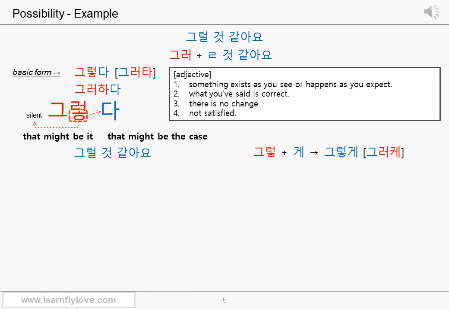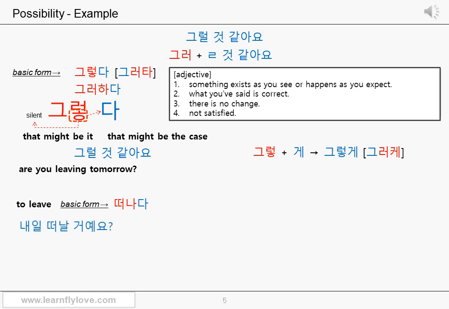Then let's see how you actually use this phrase in a real life conversation. Are you leaving tomorrow? Now you can make this kind of simple sentence, right? The basic form of the verb leave is 떠나다 in Korean, and 떠나 is the stem. Tomorrow, 내일, are leaving. It indicates the future tense actually, so let's use 을 거예요. 떠날 거예요. 내일 떠날 거예요. Are you leaving tomorrow? Yes, I might be.